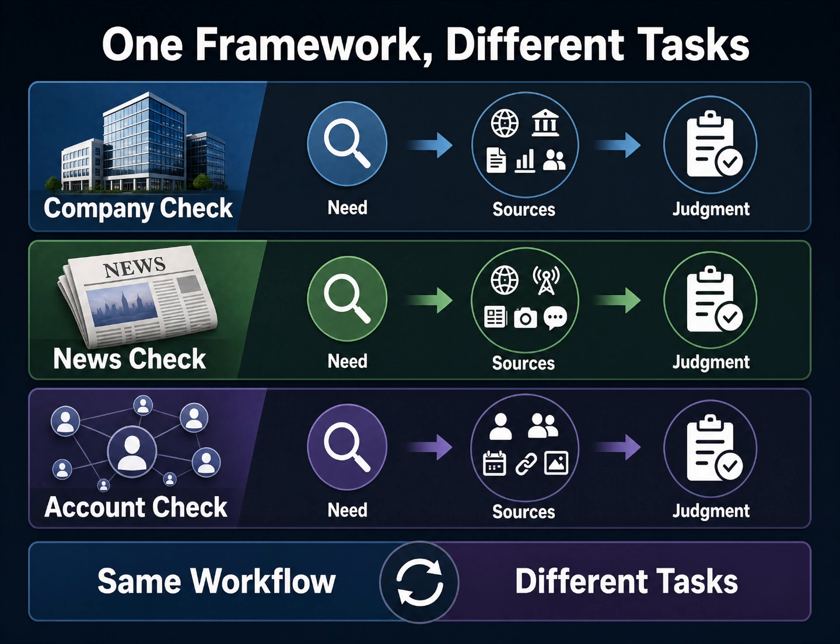If you are checking a company, the key sources may be corporate filings, lawsuits, press releases, and hiring patterns. If you are checking a news claim, the key sources may be the original post, image history, publication time, and a second source. If you are checking an account, the key clues may be the public profile, username changes, avatar history, and interaction network. That is why the lifecycle matters. It gives different tasks the same backbone.